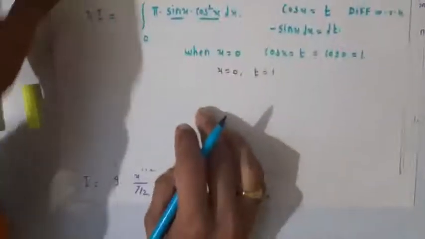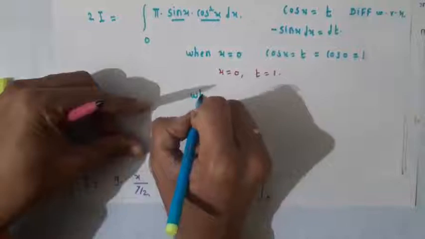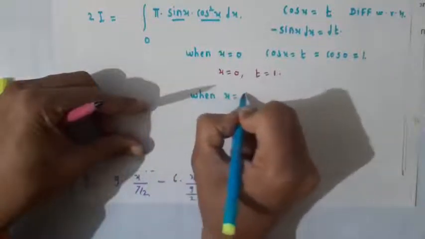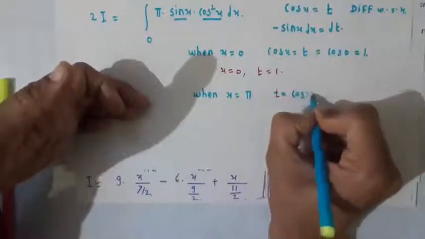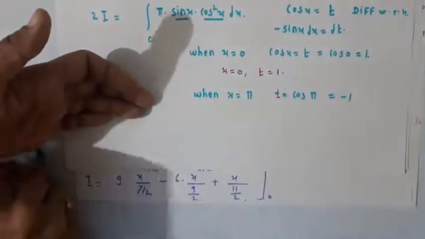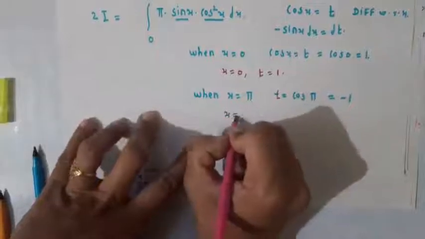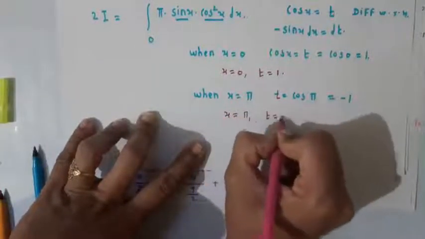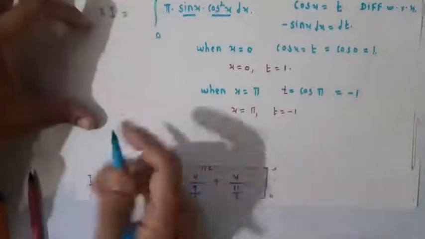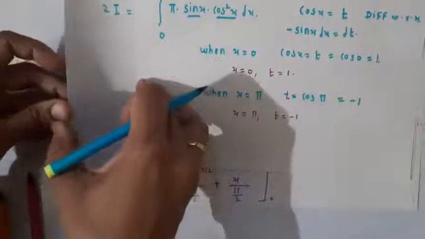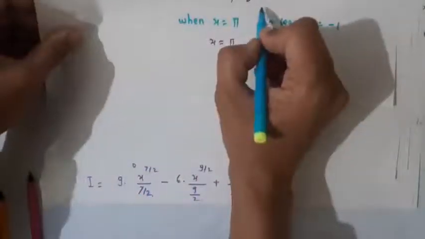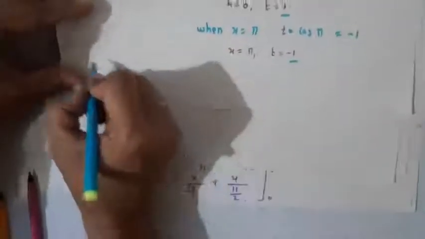Now when x equal to pi, t equal to cos pi. And you know the value of cos pi is minus 1. And therefore at x equal to pi, t equal to minus 1. And limit of integration changes to 1 to minus 1. Lower limit is 1 and upper limit is minus 1.